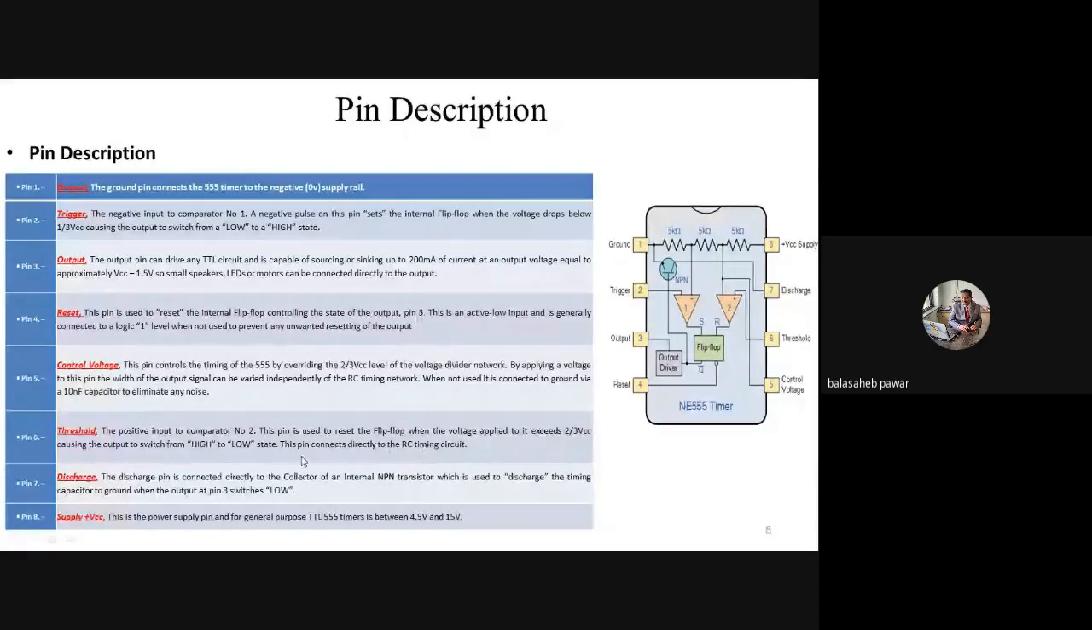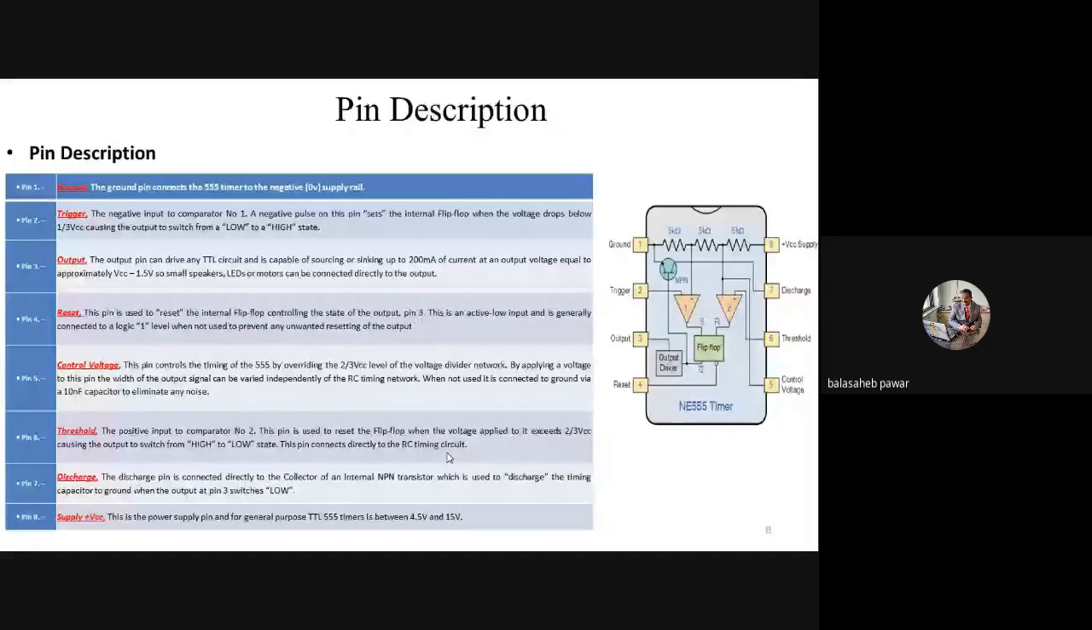See again, that second point is mentioned for this threshold. This pin connects directly to the RC timing circuit. How that RC timing circuit is used, that also we will discuss in that application. Then the discharge. The discharge pin is connected directly to the collector of an internal NPN transistor, which is used to discharge the timing capacitor. That means whatever RC or timing circuit we will want to use, with that threshold and that discharge.